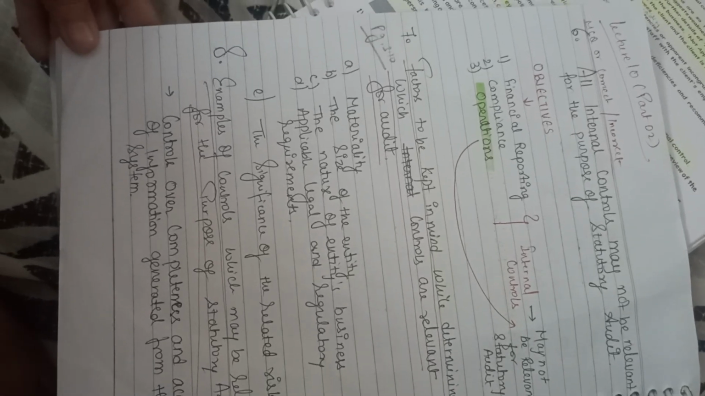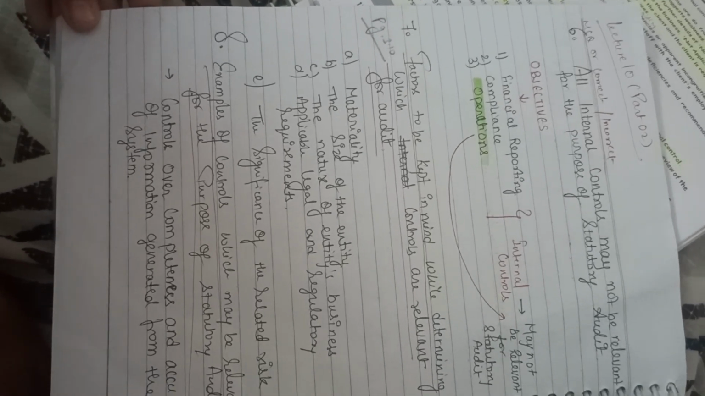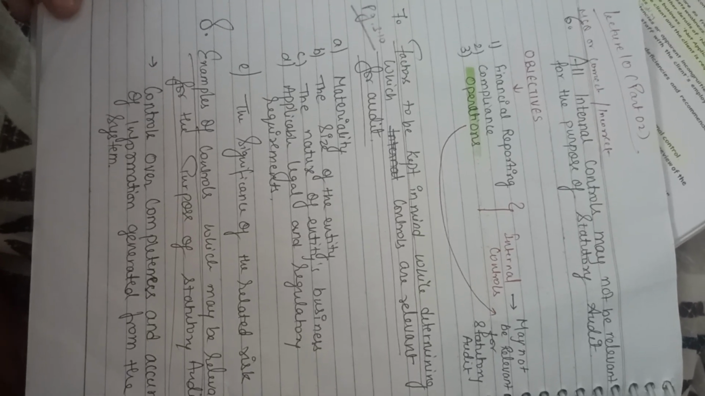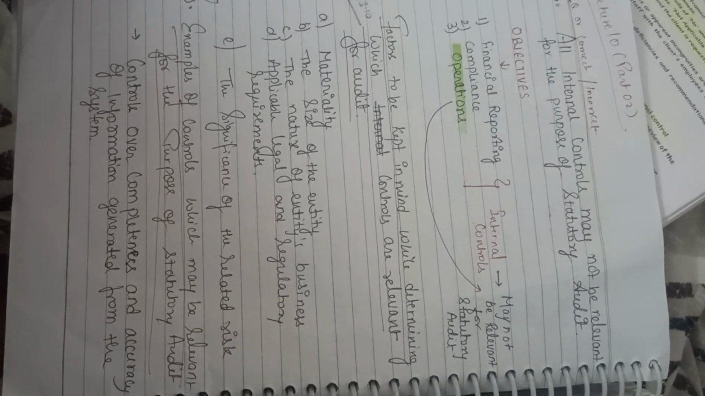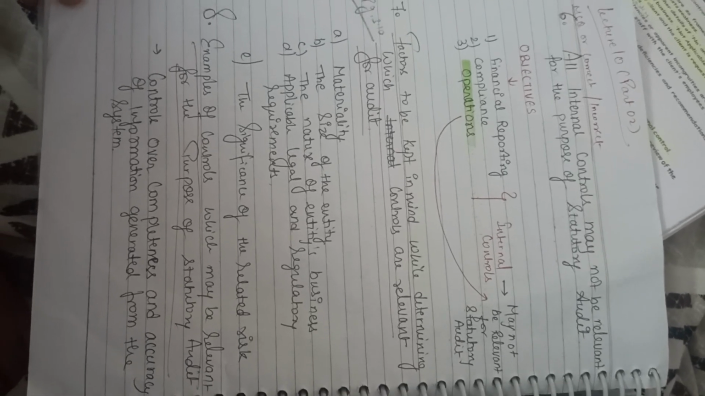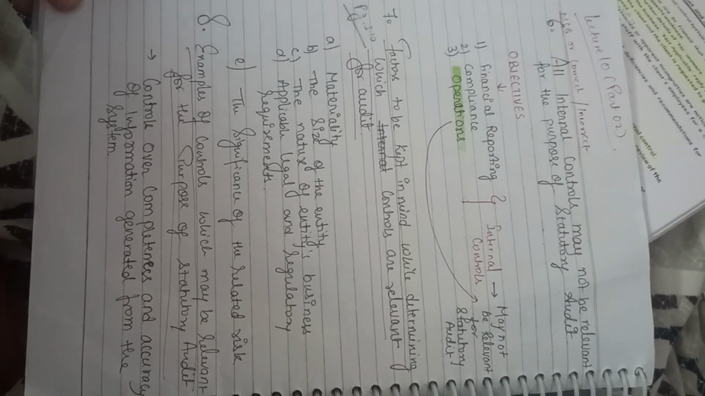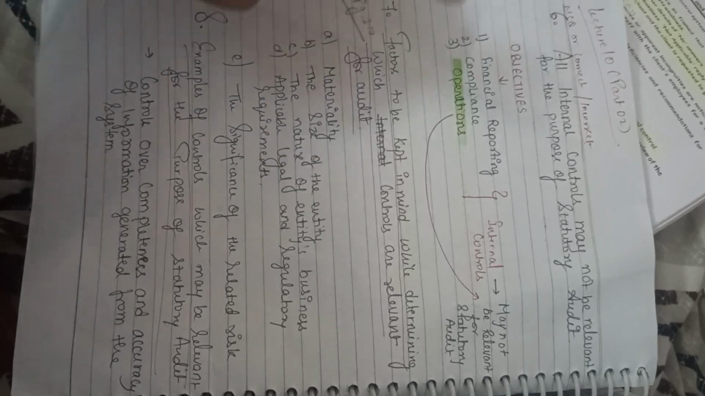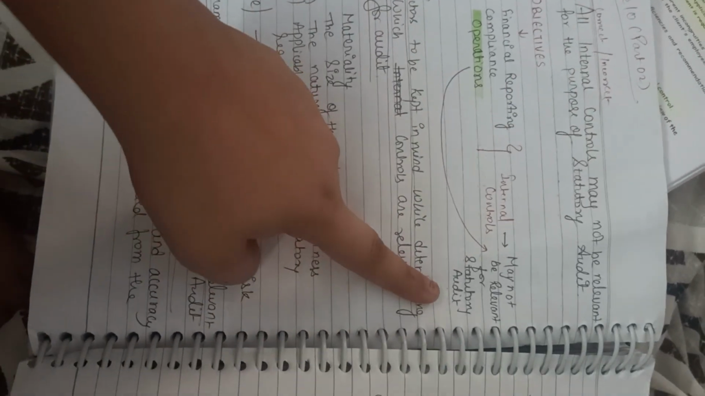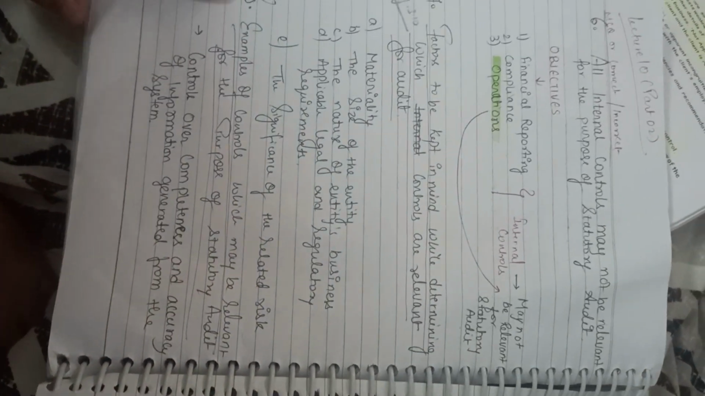Lecture 10 Part 2. Point number 6 of Chapter number 3. All the internal controls may not be relevant for the purpose of statutory audit. Objectives like financial reporting, compliance, operations. On these objectives, internal controls apply. Like operations, the internal controls on operation may not be relevant for statutory audit.